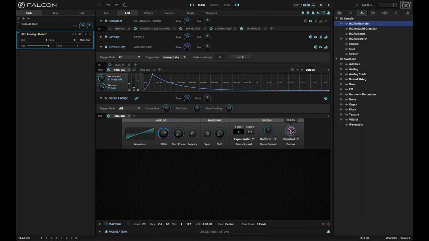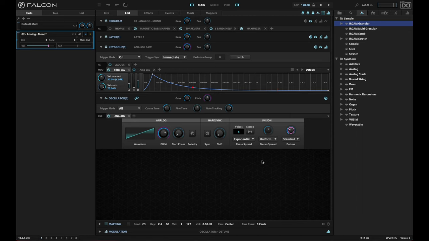And across a 29 or 30% detuning, what it means is that those waves are going to occupy a space of 30% of the tuning, or 30% of a semitone across the whole collection of those waves.